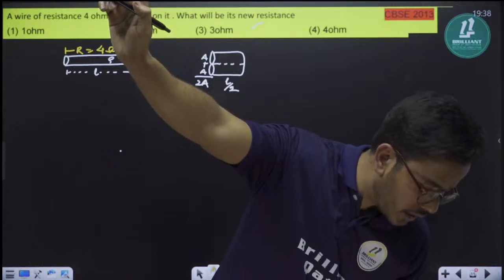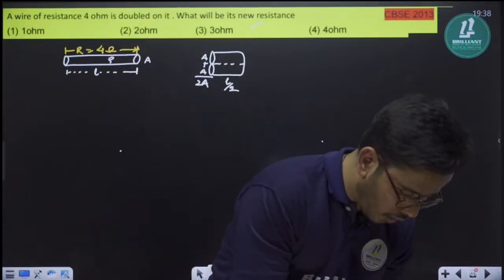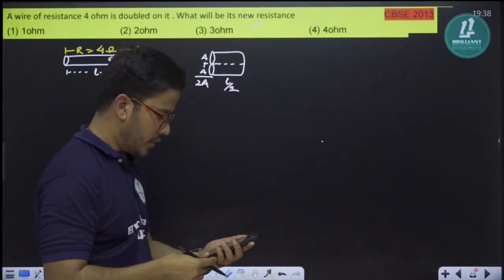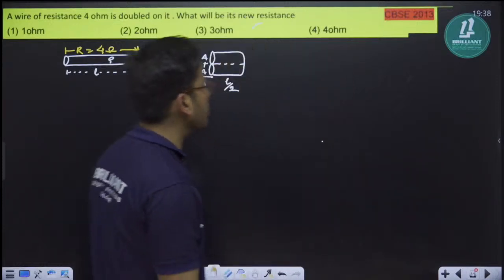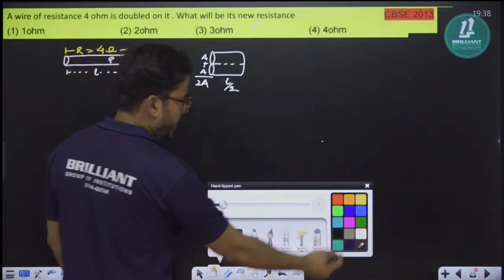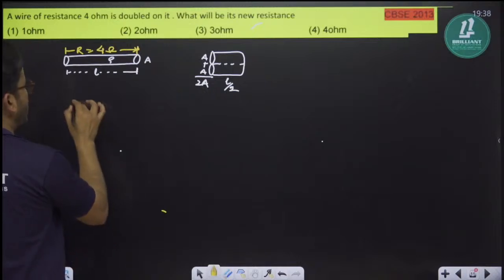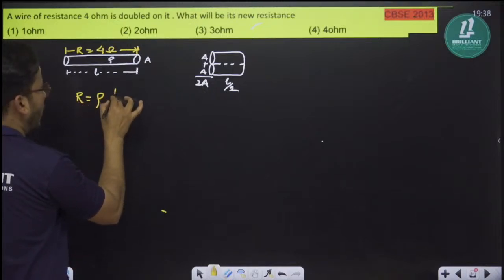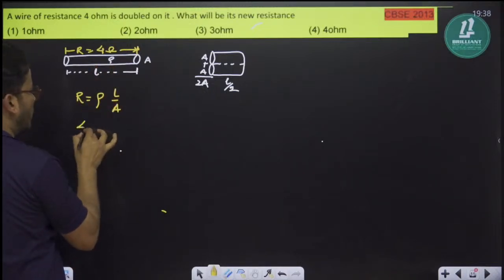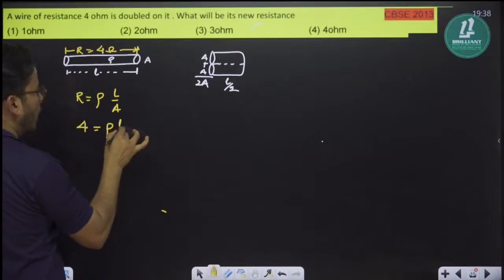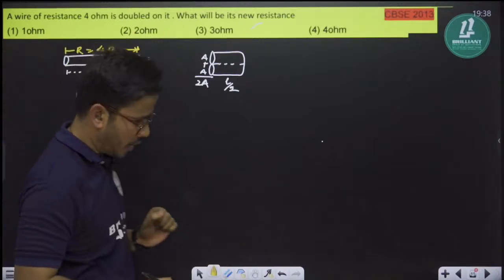Many of you are answering it's 1 ohm. All right, perfect. Let me see what is going to be the answer. See here, guys. You will apply the same: R equals rho L by A. What is the value for R? You're going to tell me 4, equals rho L divided by A.